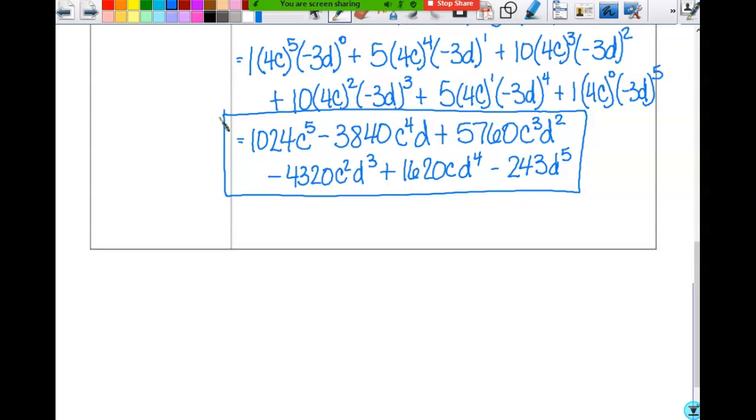And remember that the total number of terms is n plus 1. So since n was 5, I have 1, 2, 3, 4, 5, 6 terms. That way you can make sure I didn't leave a term off or do anything weird like that. Okay.